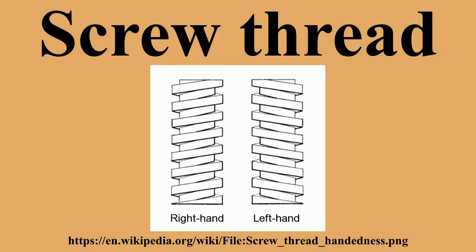In all of these applications, the screw thread has two main functions. It converts rotary motion into linear motion. It prevents linear motion without the corresponding rotation.